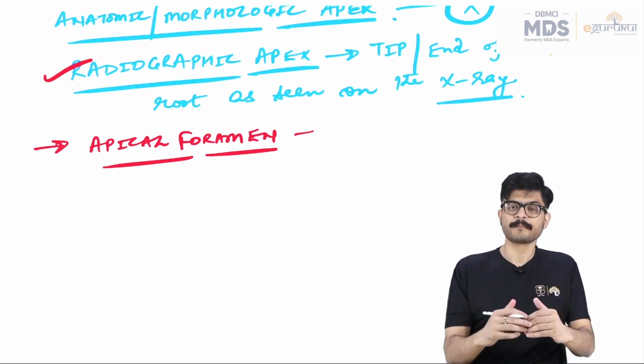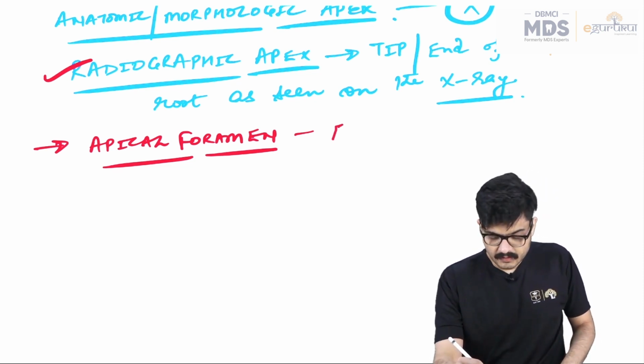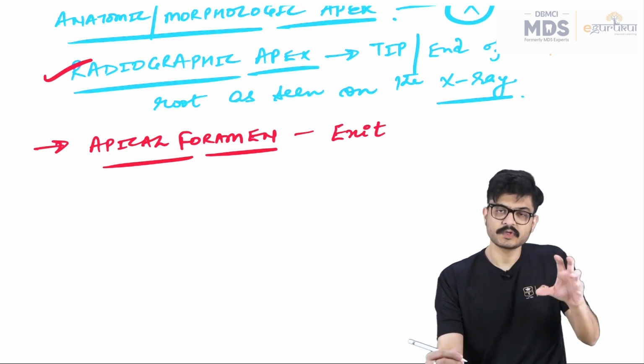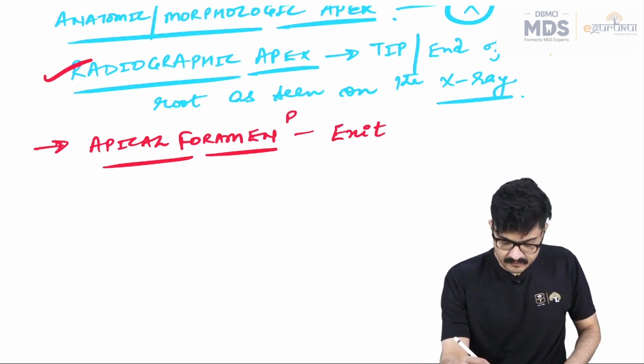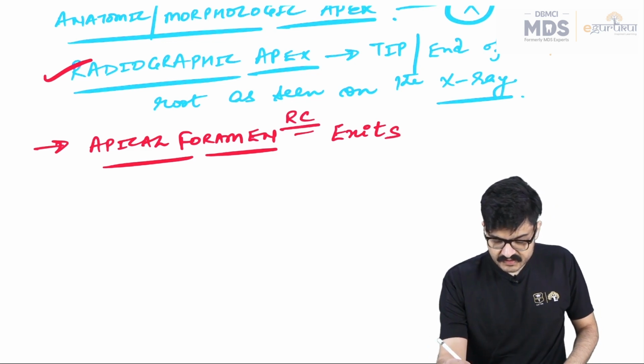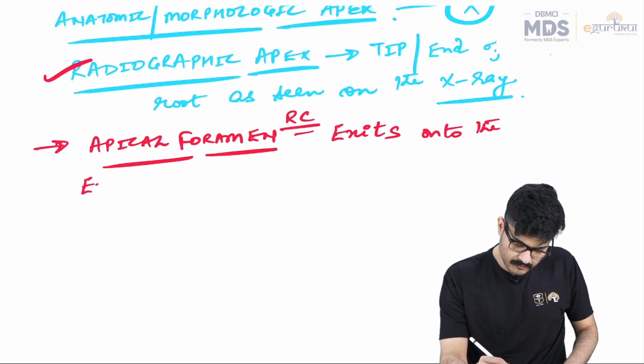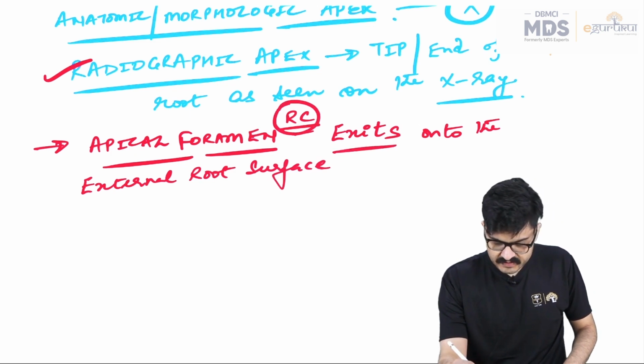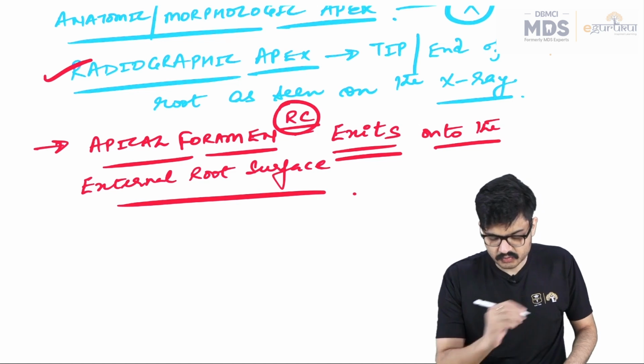Apical foramen is the foramen through which the root canal exits. The root canal exits onto the external root surface.